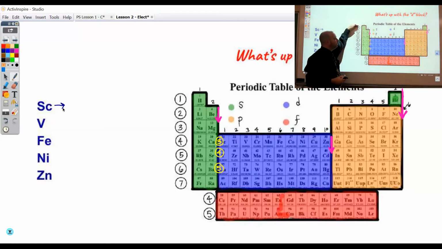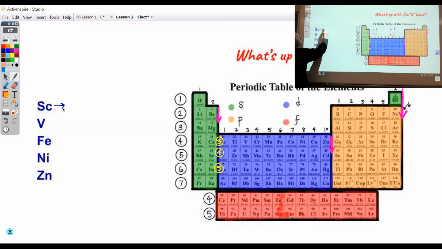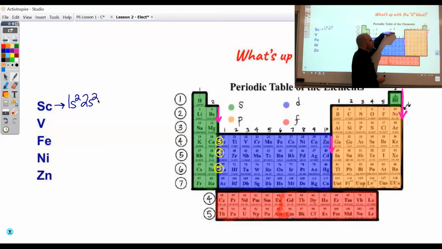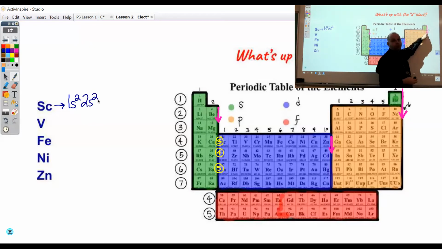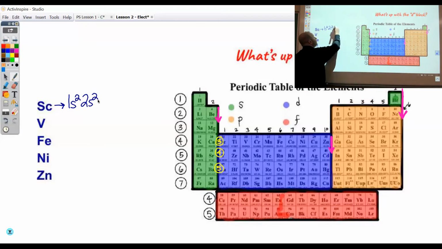So as I move across, this part doesn't change. I stop when I get to helium. I write down 1s2. Then I pick up second energy level. I stop at beryllium, just like I did before. I write down 2s2. Keep going all the way across. The next stopping point is over here at neon. I write down 2p6.